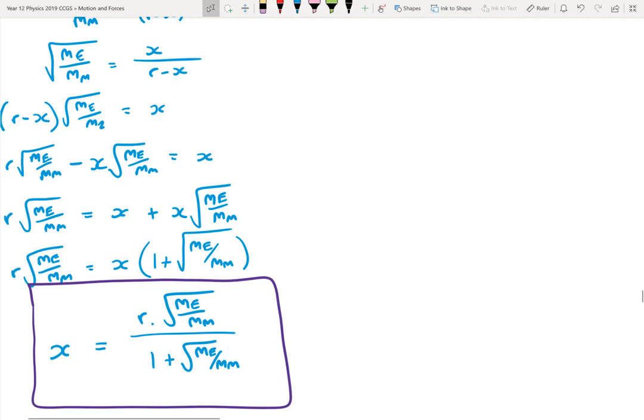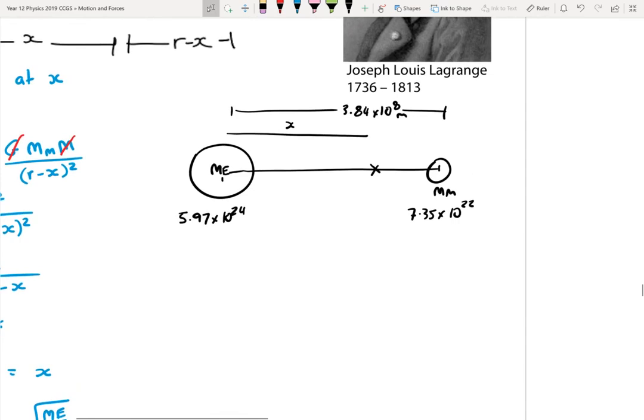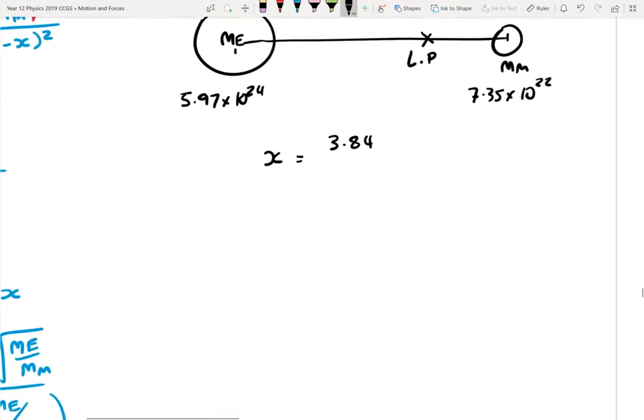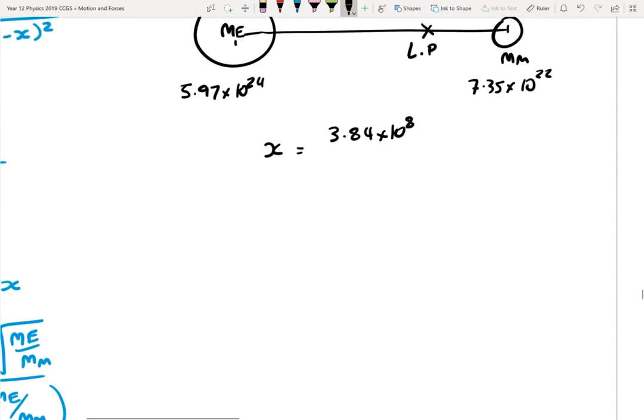So it's quite close to the Moon, because the Earth is much, much more massive. You've got to be closer to the Moon so that the forces could balance. So, let's throw the equation in. I've done all the maths to find your Lagrange point. So we'll go X equals 3.84 by 10 to the 8. You could just leave it in terms of R if you wanted, and then it would just be a ratio. Root 597 by 10 to the 24 over 735 by 10 to the 22.